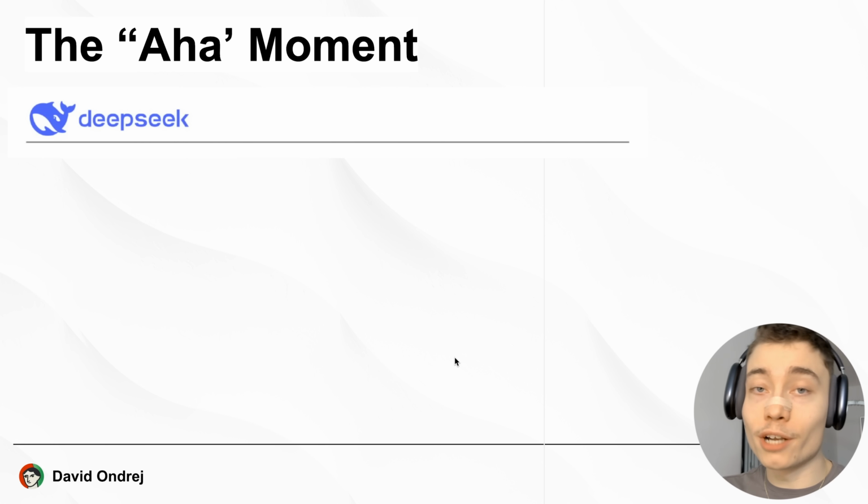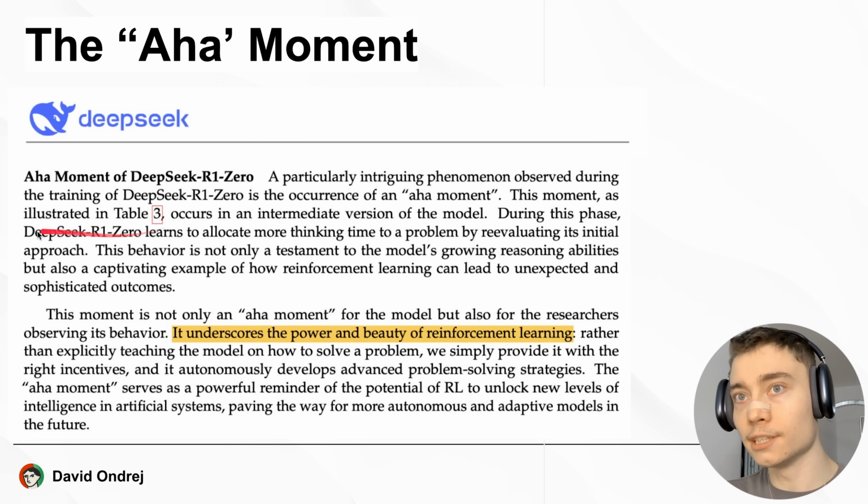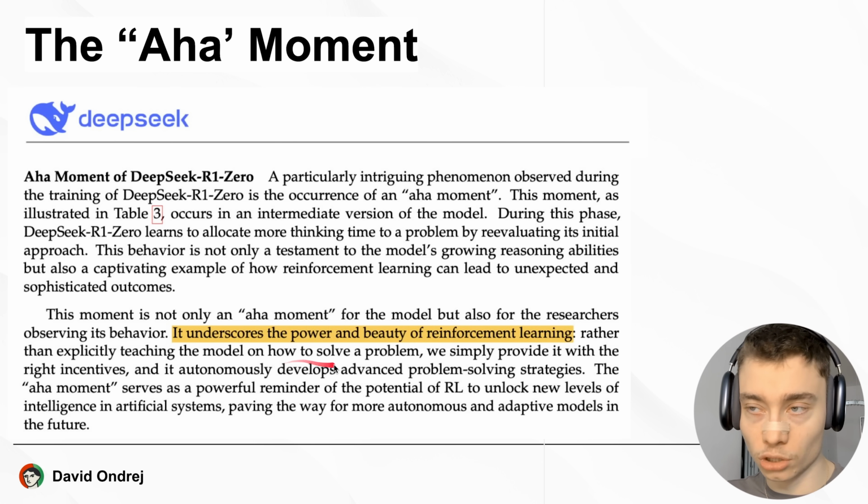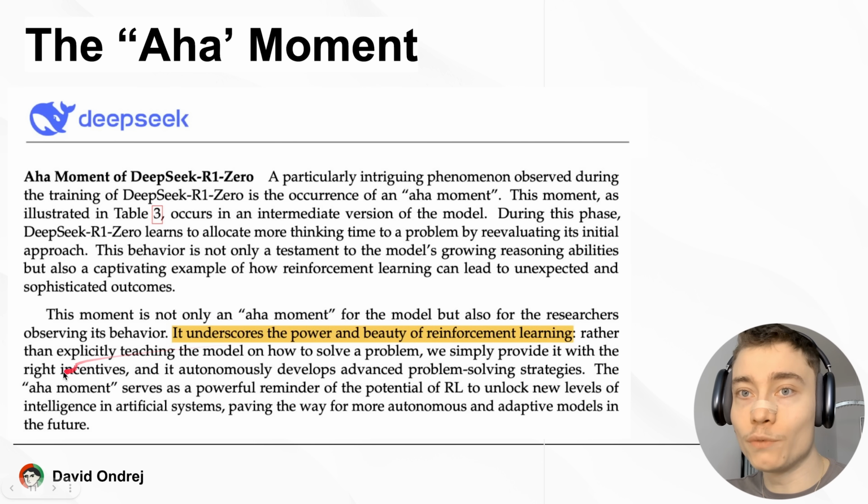Now, this was just one of many aha moments this model has created. During this phase, DeepSeek learns to allocate more thinking time to a problem by re-evaluating its initial approach. It underscores the power and beauty of reinforcement learning. Rather than explicitly teaching the model on how to solve a problem, we simply provide it with the right incentives, and it autonomously develops advanced problem-solving strategies.